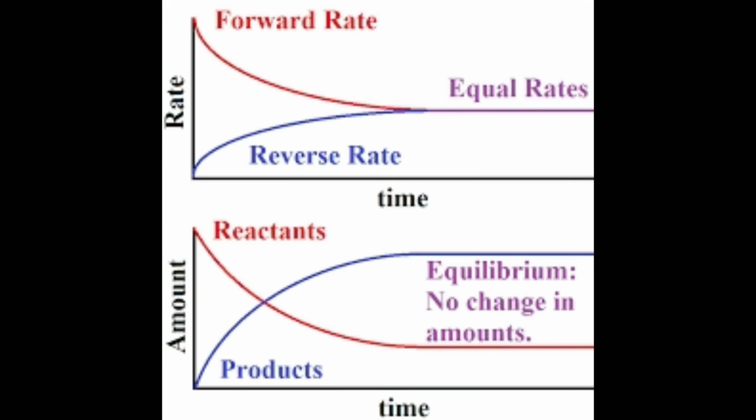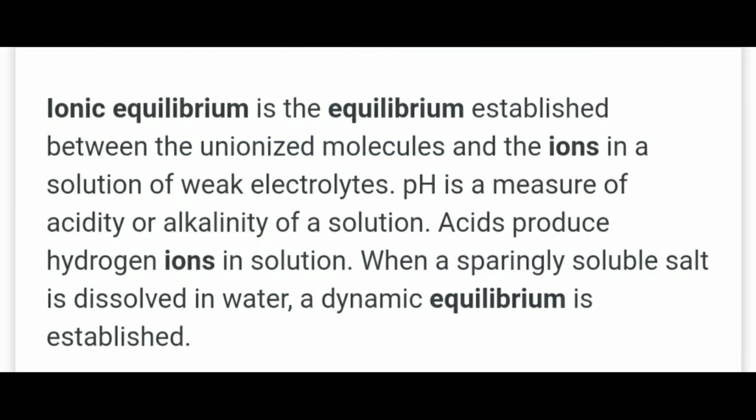In this chemical equilibrium, if we plot a graph of rate versus time, the rates are equal and do not change, and if we plot a graph of amount versus time, there is also no change. But ionic equilibrium takes place between ions and unionized molecules. Hence we define it as: the equilibrium between ions and unionized molecules in solution is called ionic equilibrium.